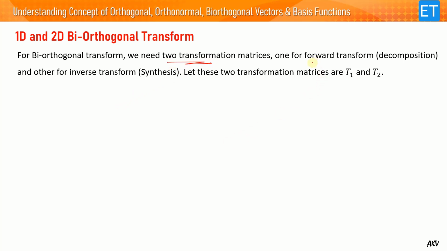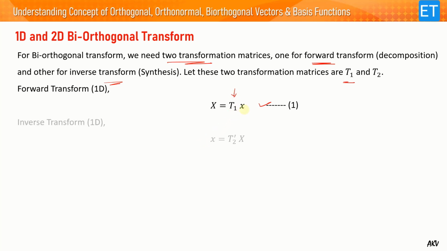So one will be used for forward transform and the other will be used for inverse transform. Now let us consider these two matrices as T1 and T2. So the forward transform will be given by this. Instead of the same T, two different transformation matrices are used here. We will use T1 for decomposition, I mean forward transform, and we will use T2 for inverse transform. So T2 transpose.